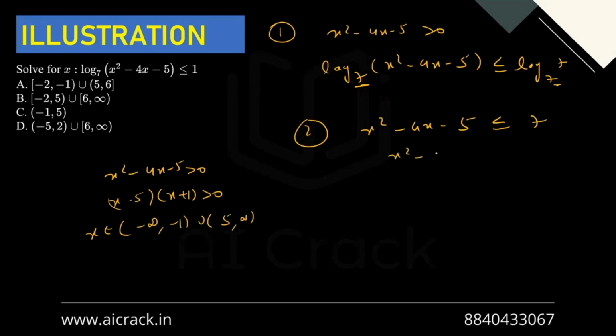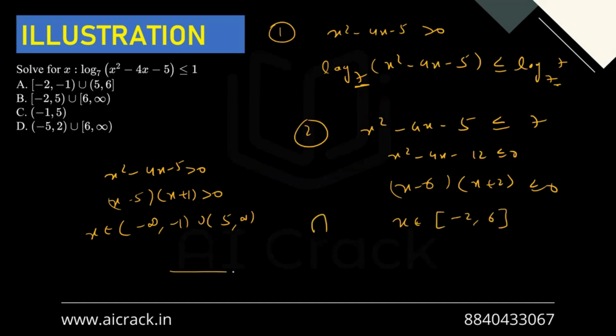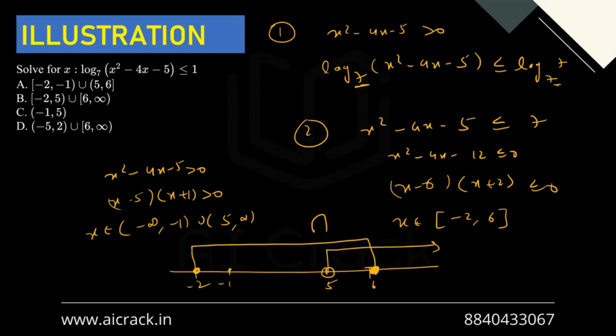Now in this case we have x square minus 4x minus 12 less than or equal to 0, right? So that would mean (x minus 6)(x plus 2) less than or equal to 0. That would mean x belongs to minus 2 to 6, right? Now we have to take the intersection of these two conditions. So when we plot the number line, we have minus 1 over here, minus 2 over here, 5 over here, and 6 over here. We have an open circle here, a closed circle at minus 2 to 6 over here, and an open circle here towards minus infinity. So the common regions are these ones and these ones. So x belongs to minus 2 to minus 1 union 5 to 6. Okay, so a seems to be the correct answer.